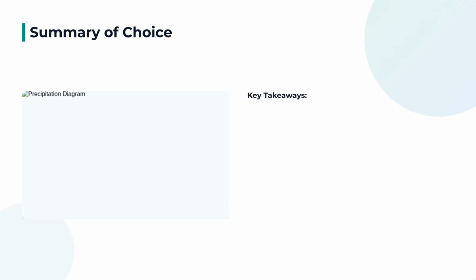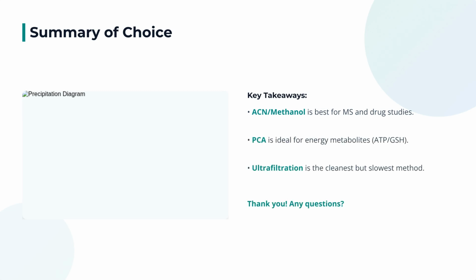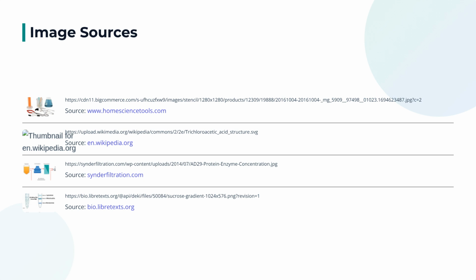In summary, ACN/methanol is best for mass spectrometry and drug studies. PCA is ideal for energy metabolites, and ultrafiltration is the cleanest though slowest method. These are the image sources used in this video.